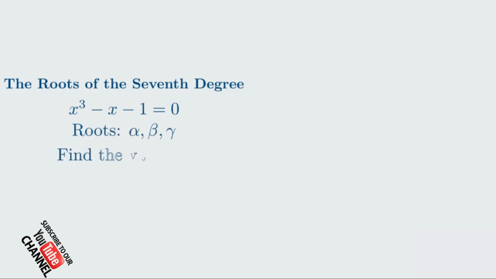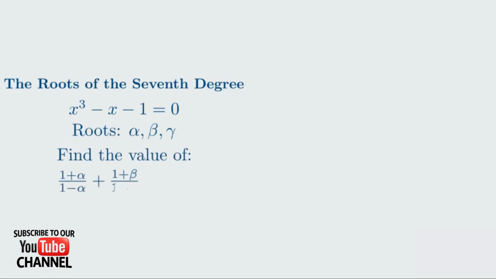We are given a cubic equation, x cubed minus x minus 1 equals 0. Let's call its three roots alpha, beta, and gamma. Our goal is to find the value of this expression, the sum of 1 plus each root divided by 1 minus each root. Notice how each term in our target expression has the exact same structure.